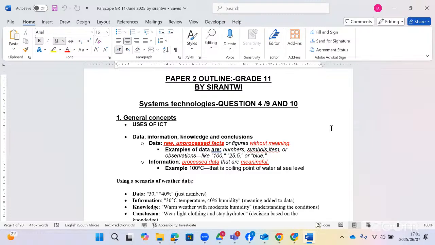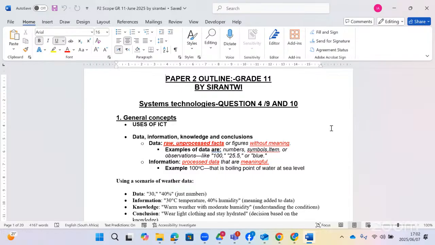What do you have to expect regarding grade 11, paper 2? Grade 11, paper 2 has been divided into the following sections. First of all, we have the system technologies, in which you get questions under question 4, question 9, and then question 10, as well as the multiple choice questions. Now, remember the grade 11, the total mark according to the ATP is supposed to be 120 for 2.5 hours. That is for the theory.